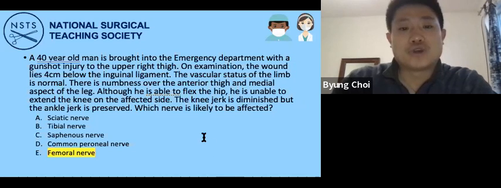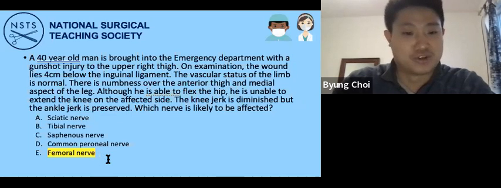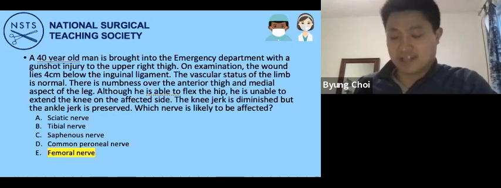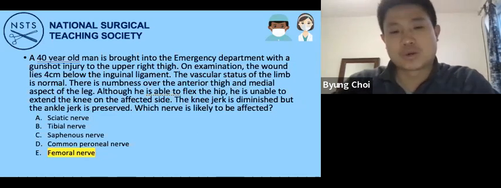Quadriceps also help hip flexion, but iliopsoas will help hip flexion. And although he is able to flex the hip, okay, he's unable to extend the knee. And that's the big clue that it's going to be the femoral nerve here, isn't it? Because we know that the femoral nerve innervates the quadriceps, that's going to extend the knee. Okay.